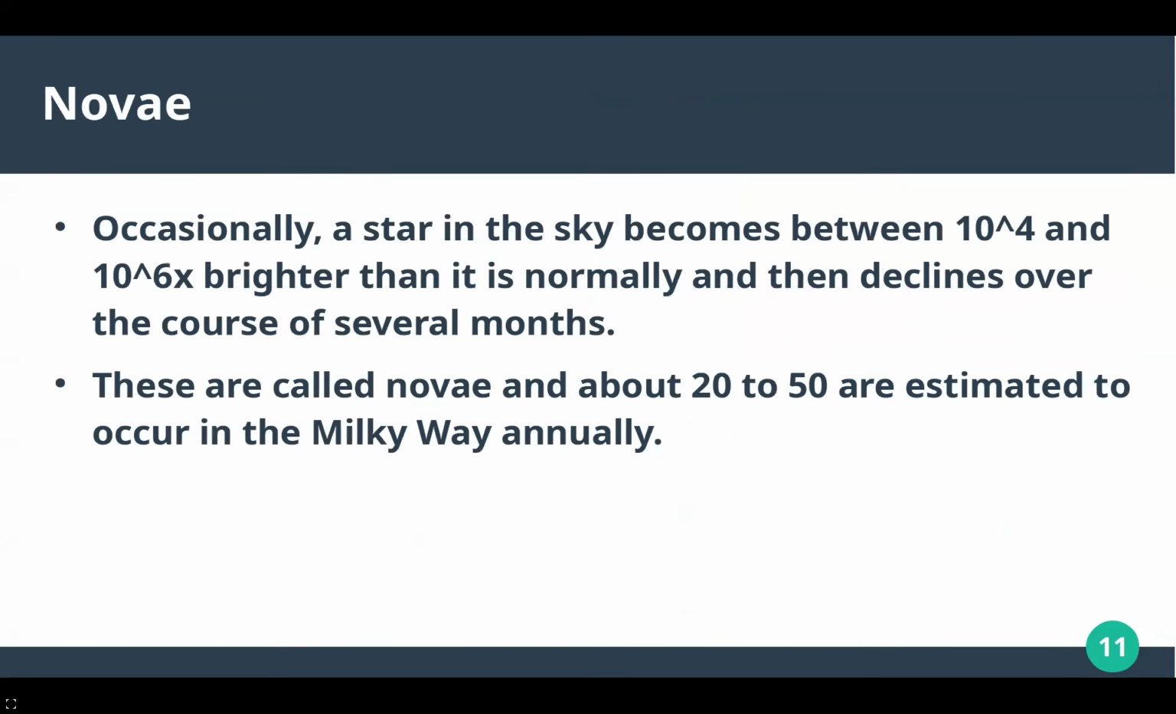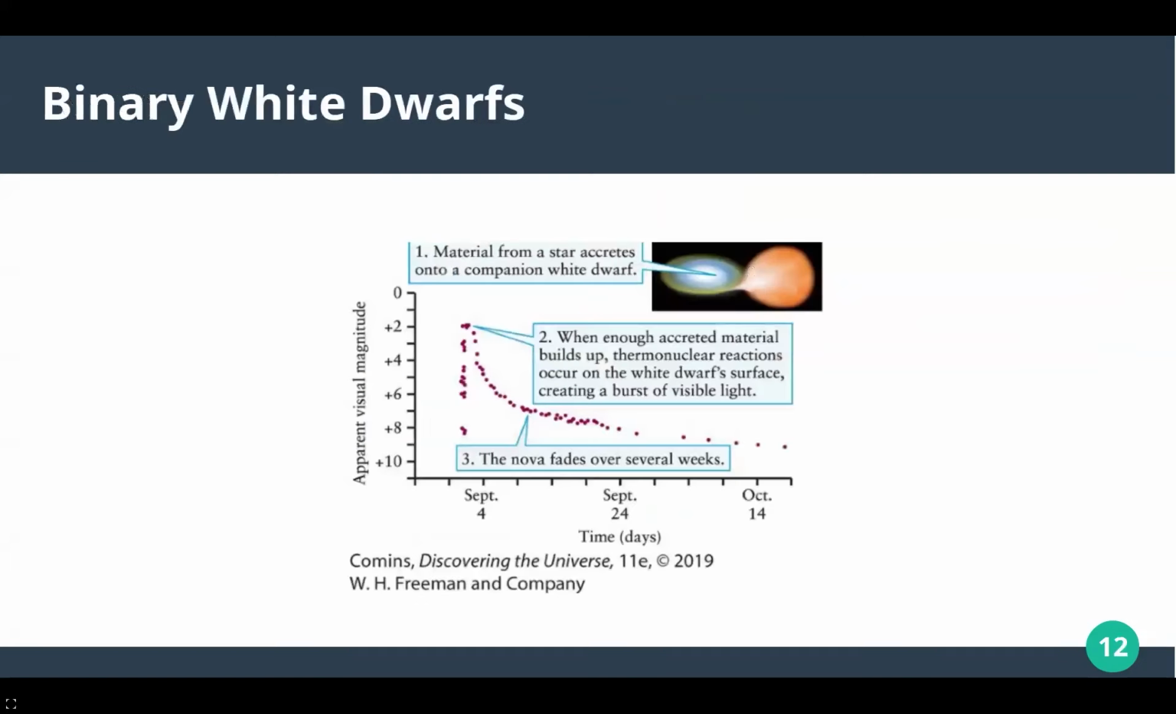Occasionally, a star in the sky becomes between 10 to the 4th, which is actually 10,000 times, and 10 to the 6th, or a million times brighter than it normally is, and then declines over the course of several months. These are called novae, and about 20 to 50 are estimated to occur in the Milky Way annually. And here we see the luminosity as it suddenly just peaks up, and then gradually declines over the course of several months.